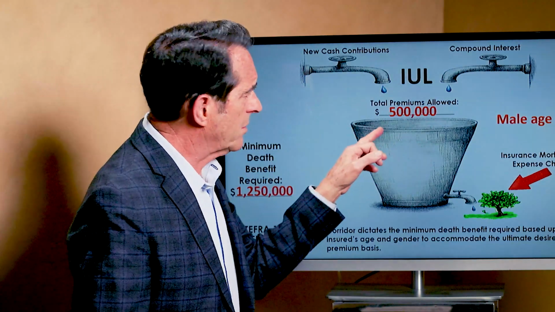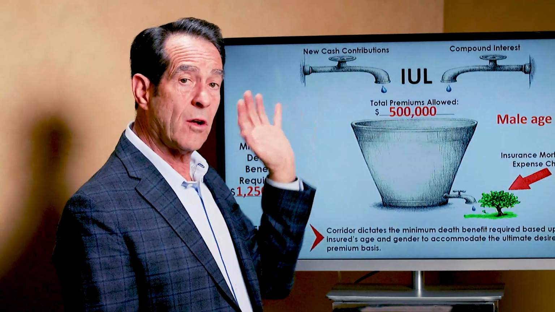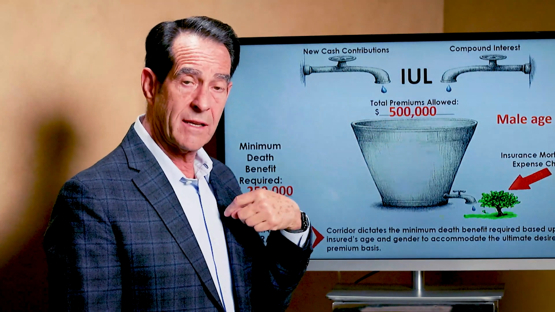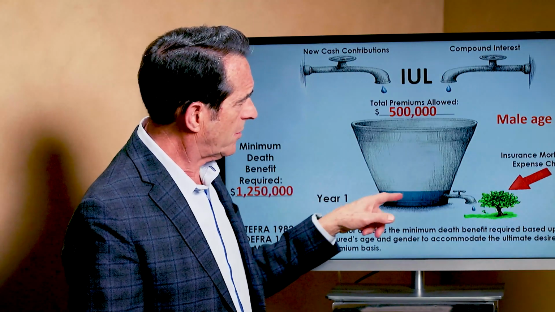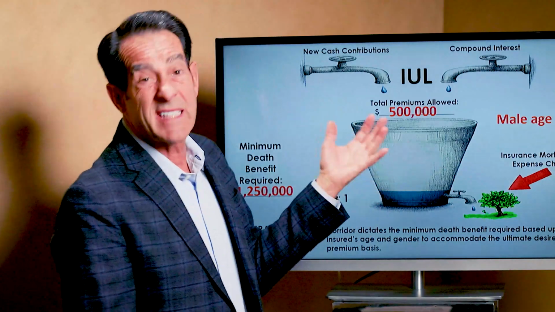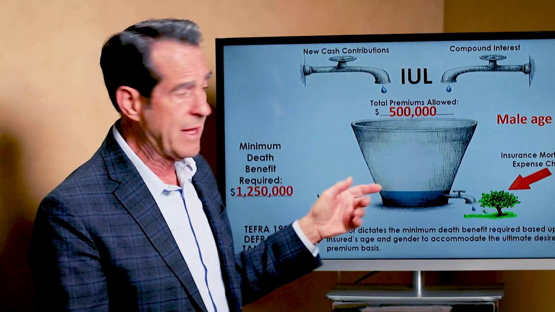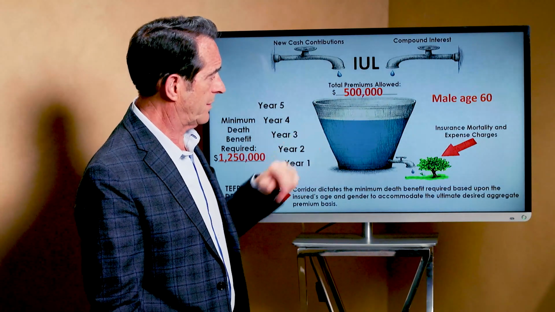But let's go back to the TEFRA DEFRA. People used to be able to put in the whole $500,000 and start immediately taking out income. When TAMRA was passed, they said, oh, no, you can only put in about 20% a year would be the maximum. So in this case, this would be about $100,000. $100,000 the first year, second year, third year, fourth year, fifth year, okay?